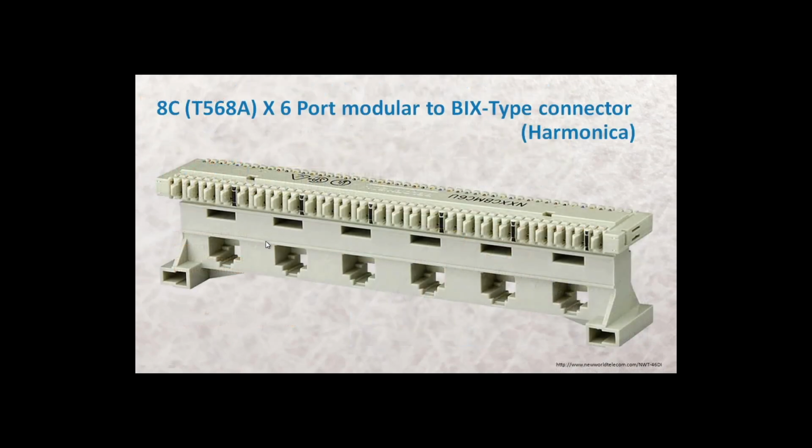Keep going. Other type of connectors would be the 6-port modular to BIX. So over here you have those RJ12 or RJ11 regular telephone connectors, and you would terminate those wires in such a way that these 1, 2, 3, and 4 pairs would correspond with this port. Then the next one here would correspond to that port, and so on. Popularly, this is also called a harmonica. It takes 2 BIX. It takes 2 spaces on the mount. Okay.